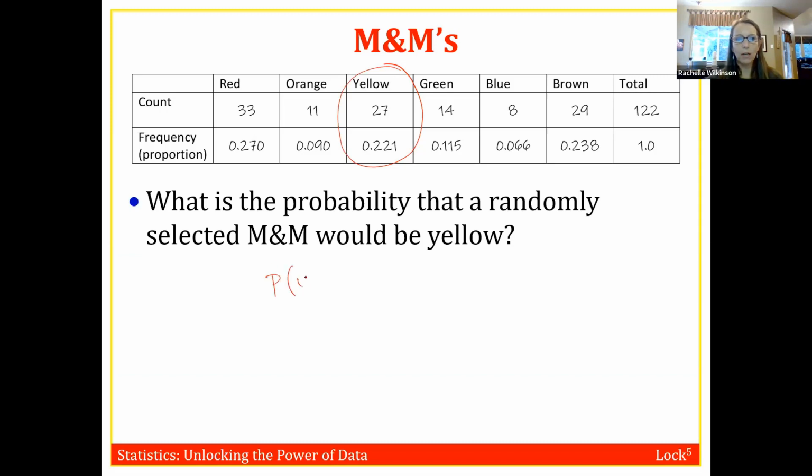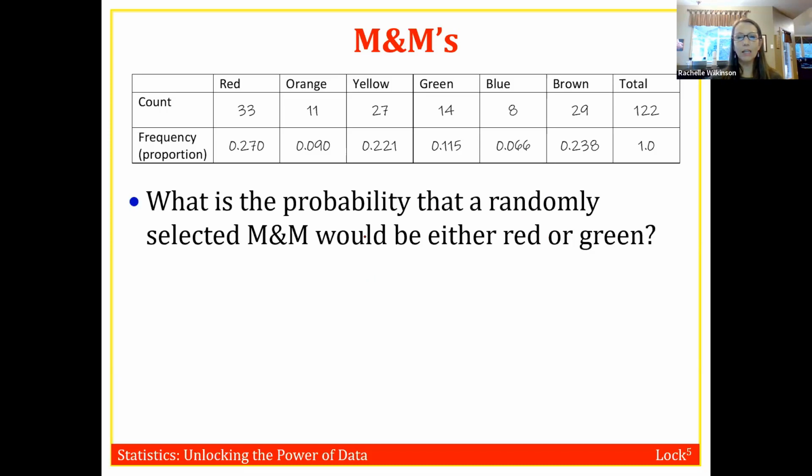So the probability of, if all these M&Ms were in a big giant glass bowl and somebody reached their hand in and grabbed one out, the probability of getting a yellow would be 0.221. All right, let's get a little trickier here. Now let's figure out the probability that a randomly selected M&M would be either red or green.